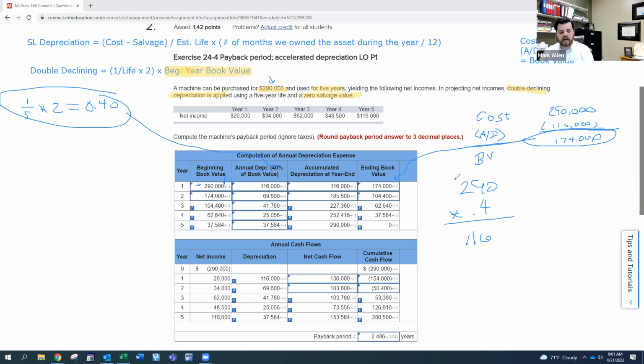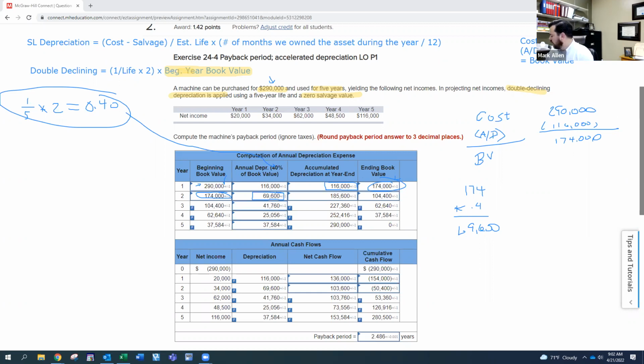But like we've seen time and again in this class, and some at least also in 2301, what you end one period with, you begin the next period with. So we'll now take our 174 from right here, bring it down to be my beginning book value for the next period. I'll repeat the process. 174 times 0.4 comes out to be 69,600. Then for my accumulated depreciation, I'll simply add my 116 plus my 69,600, which gives me 185,600.